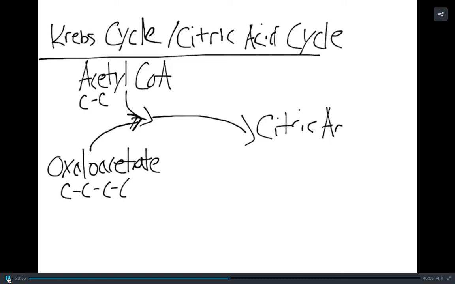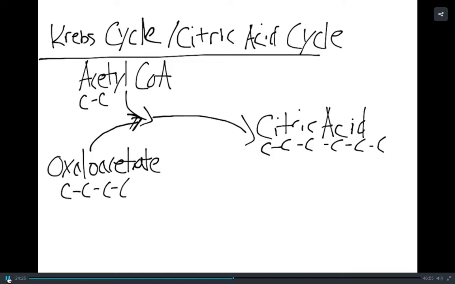And from this combination, we get citric acid. Right? That's where this name comes from. It's Krebs cycle, I think probably because Krebs discovered it. But it's also called the citric acid cycle because this first product that is produced from the joining of acetyl coenzyme A and oxaloacetate is citric acid. Citric acid is a 6-carbon compound.